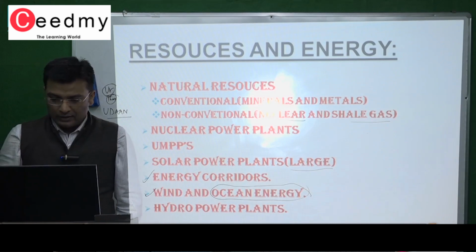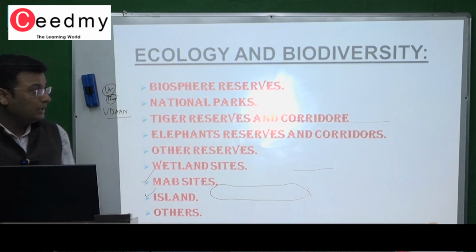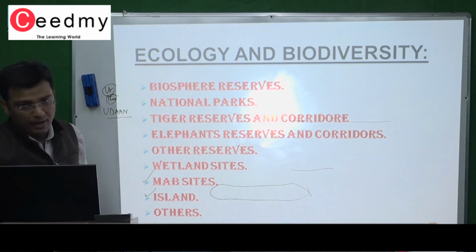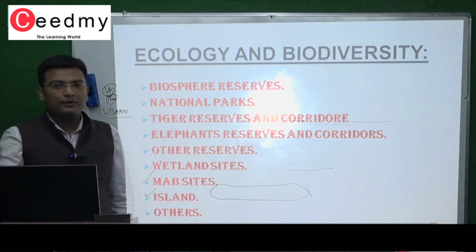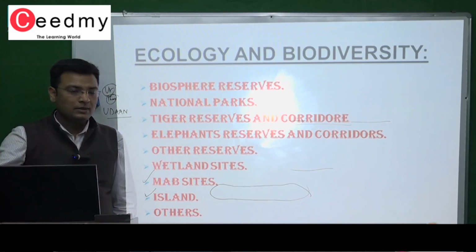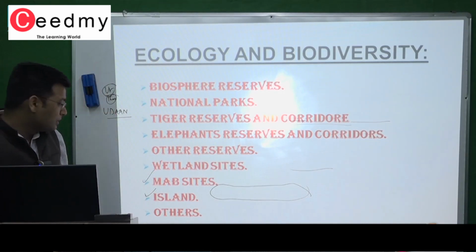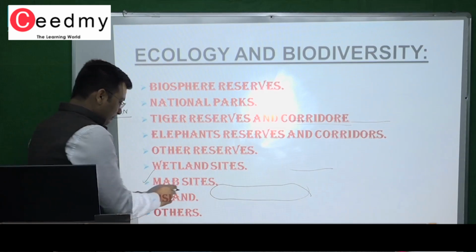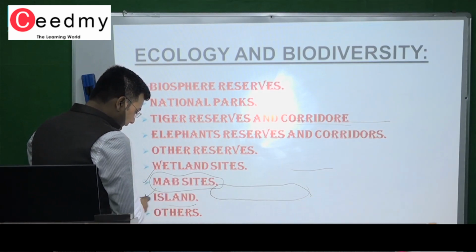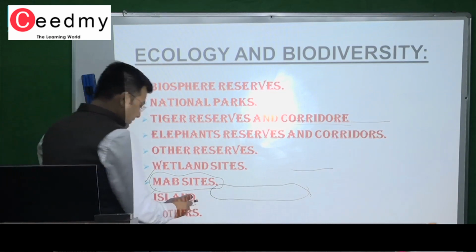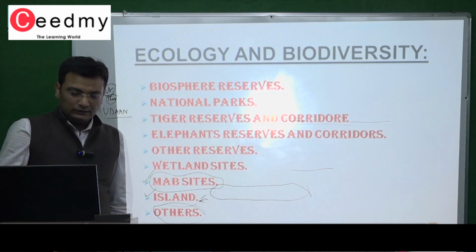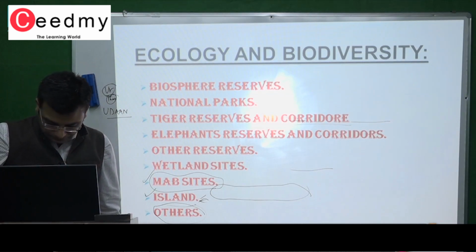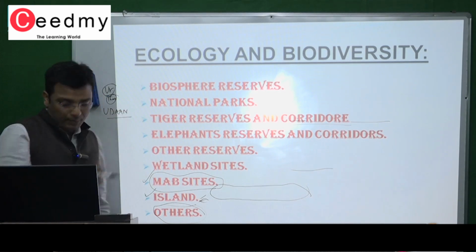Ecology and biodiversity: the biosphere reserves in India, national parks in India, tiger reserves and their corridors, like the corridor between Ranthambore and Sariska, the corridor between Ranthambore and Mukundra, elephant reserves and corridors, other important reserves, wetland sites, Ramsar sites, islands, important islands in India, others like Chilka and these types of islands, and other topics and tidbits like deserts, cold desert and normal desert, Rann of Kutch. So these I am going to cover under this topic.